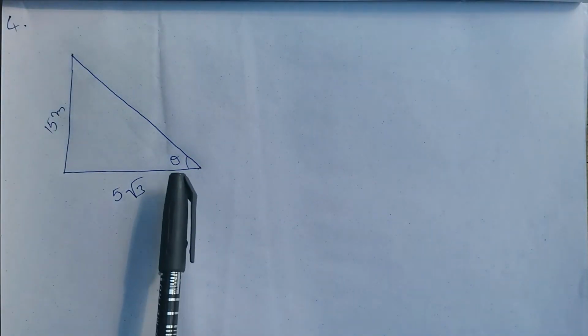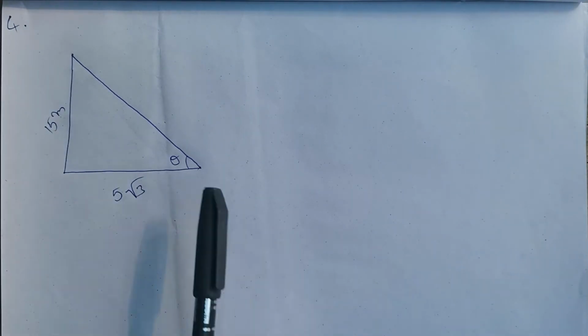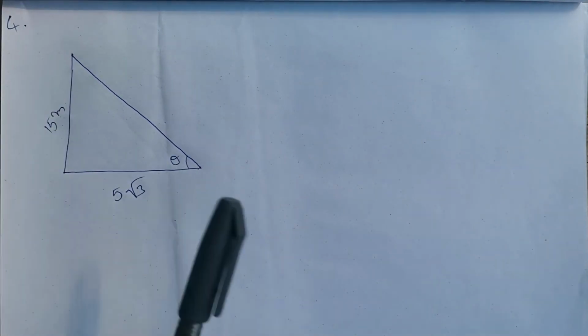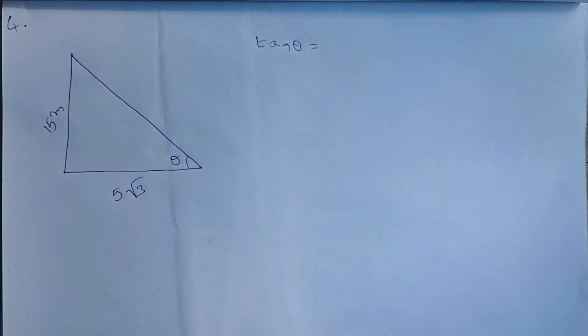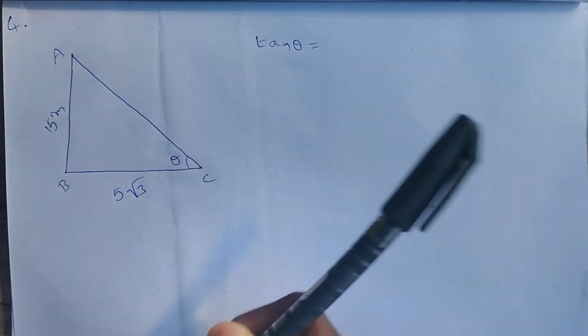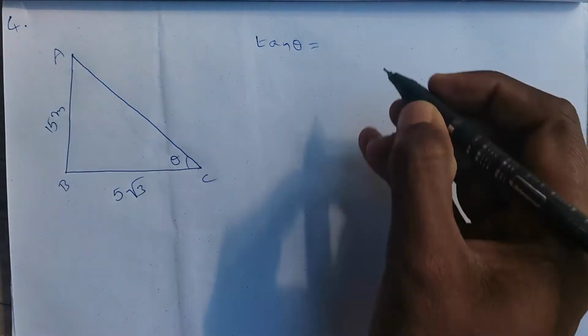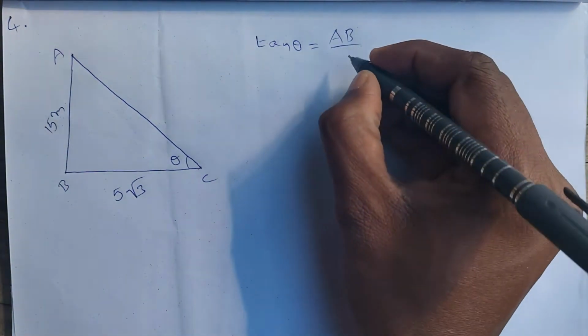It's very simple again. Angle is there. Opposite, adjacent. Angle, opposite, adjacent. Tan. So tan theta is equal to, for our convenience I am writing it as ABC, opposite AB by adjacent BC.